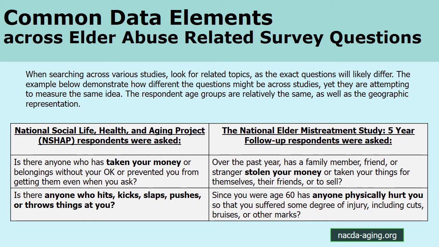Another example in this chart from NSHAP, is there anyone who hits, kicks, slaps, pushes, or throws things at you? The corresponding question in the National Elder Mistreatment Study is, since you were age 60, has anyone physically hurt you so that you suffered some degree of injury, including cuts, bruises, or other marks? Again, both of these questions attempt to measure the same idea, the respondent's experience with physical abuse. But physical abuse, that term, is not present in this question or in the variable level information. So you might search for hurt or physical or hit.